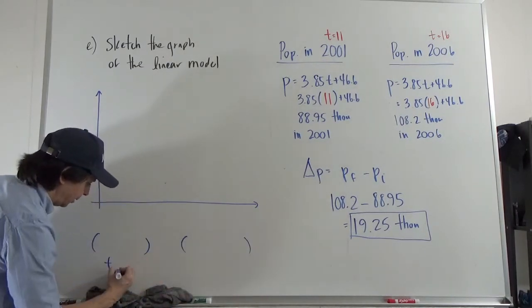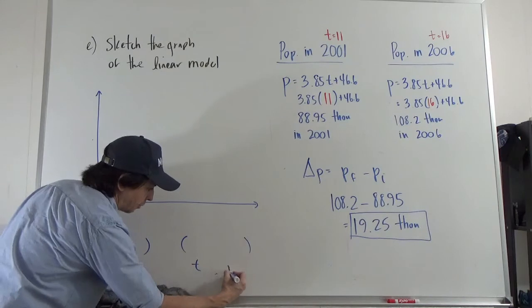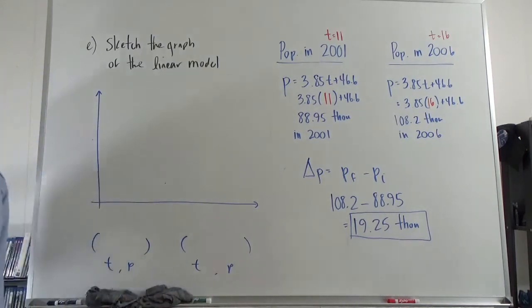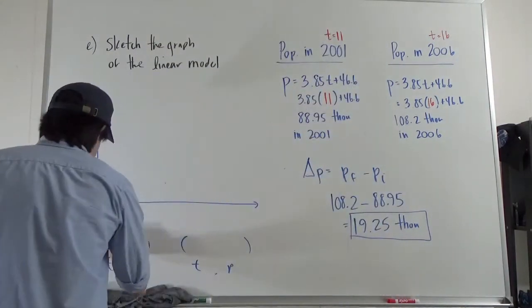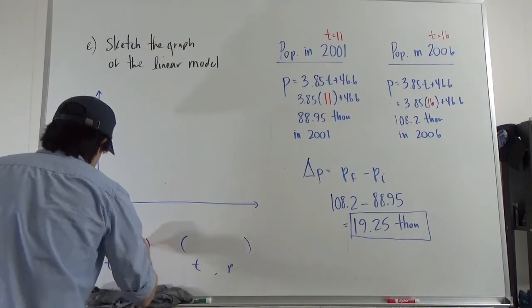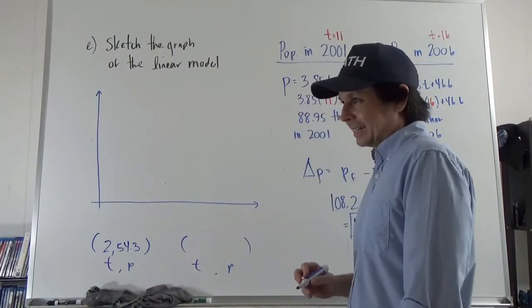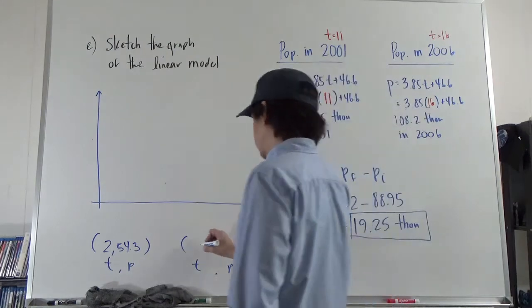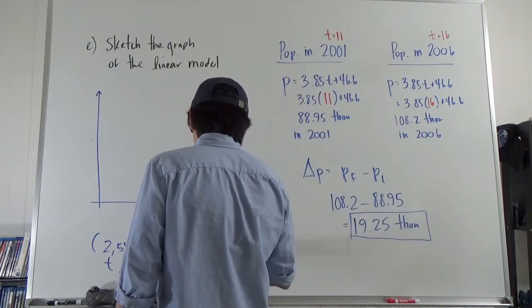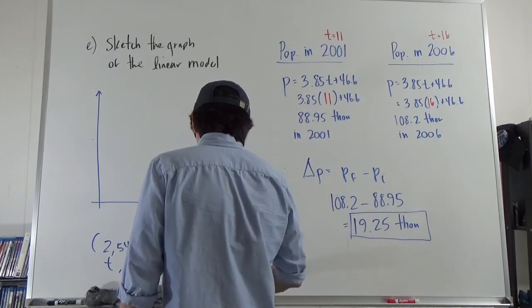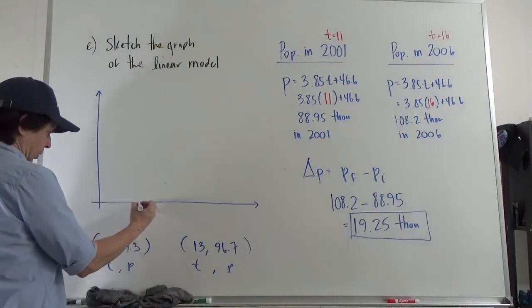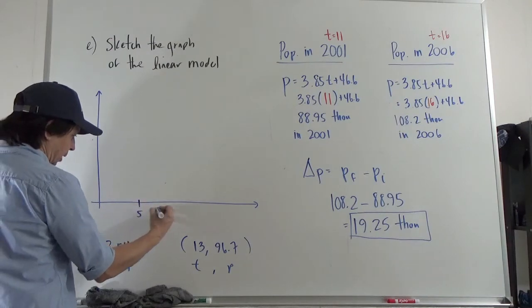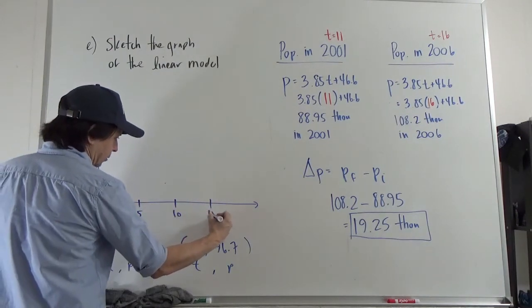It was T, then P. I did this earlier. You have it in your notes, but I erased it, so I got to go back and make sure I can grab those points. Where were they? It was 2, 54.3 and 13, 96.7. Okay, and I didn't really scale it, but I'll go by fives again. 5, 10, 15. That's my T.